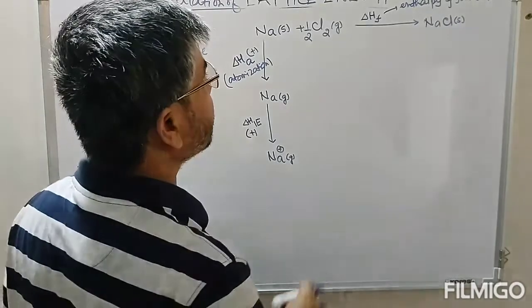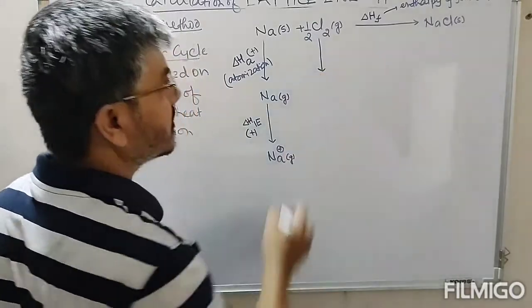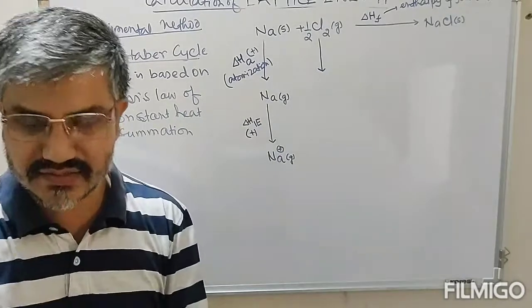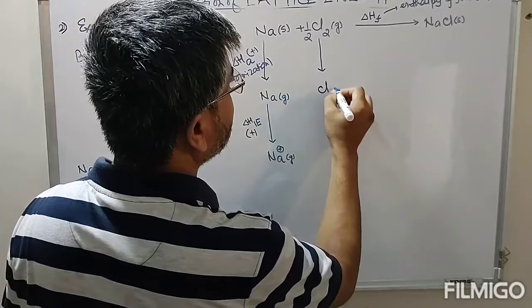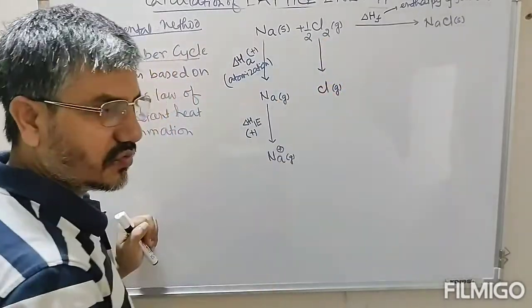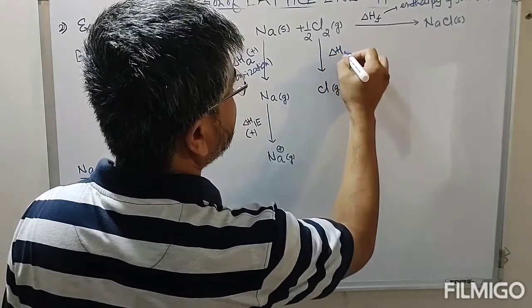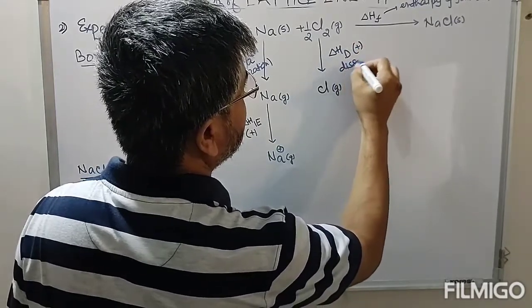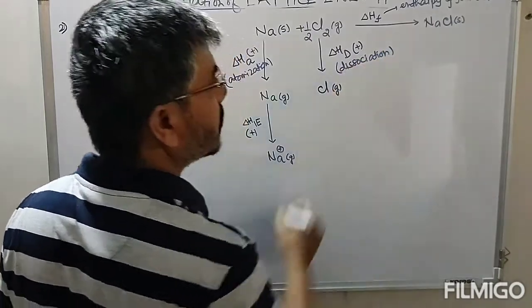Now on the other hand, this chlorine gas is already in the gas state, but it is in molecular form. We have a chlorine-chlorine bond, and we have to break this bond. That is, this molecular form is to be converted into chlorine atomic form. Now we have to supply energy in the form of dissociation energy: the dissociation of molecular chlorine into atomic chlorine.